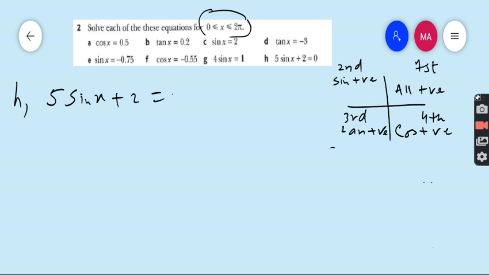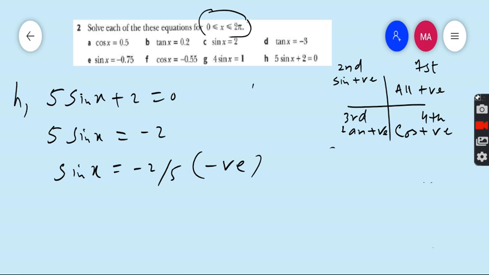Part H: 5 sine x plus 2 is equal to 0. This is the last part. Then 5 sine x is equal to minus 2. Then sine x is equal to minus 2 upon 5. This is negative, so this should be third and fourth. So the third quadrant value will be achieved by adding pi to the basic angle, and the fourth quadrant value by subtracting the basic angle from 2 pi. How to find the basic angle?